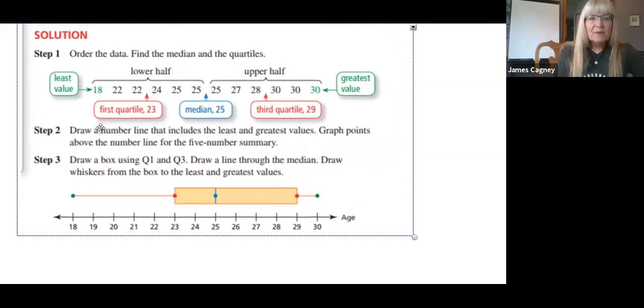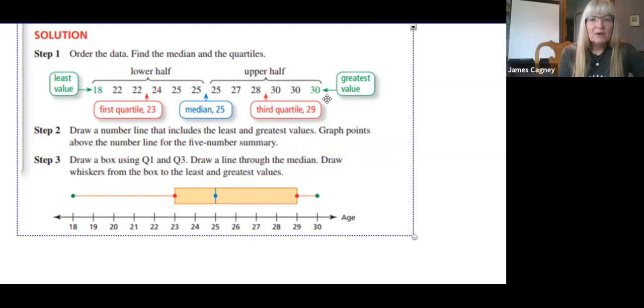So when I put them in order, 18 is my lowest. I'm going to put a dot on 18. And notice how they did add numbers to this number line. So I can tell 18, 19, here they're counting by ones. You don't have to count by ones. It just makes sense in this problem. You could count by 2s or 5s or 10s or whatever works for your problem.